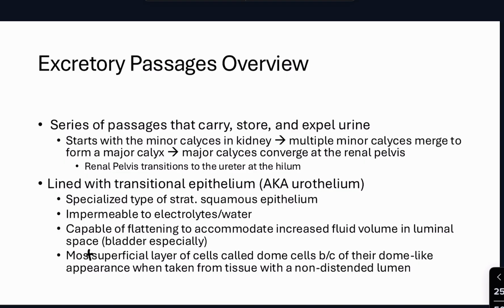And then we're going to see that the most superficial layer will be referred to as dome cells, just because of that dome-like appearance that we saw earlier. Specifically, that's only going to be found in our non-distended lumens, right? Now the lumen is that opening, that little space in the middle. So in a non-distended ureter, bladder, or urethra, that's when we'd see those dome-like superficial epithelial cells.